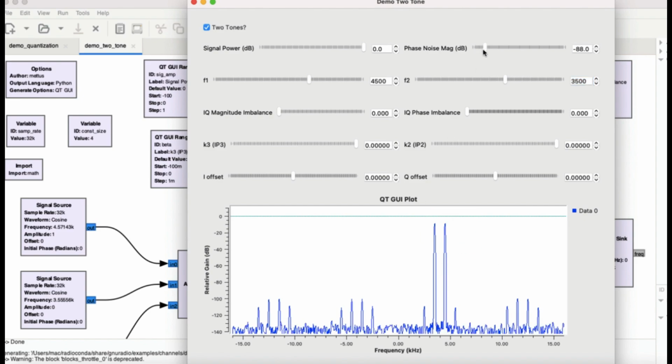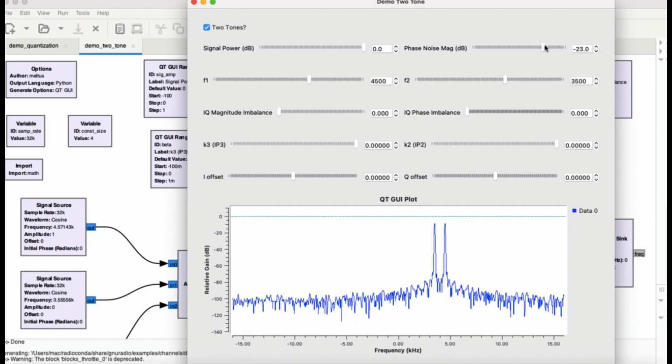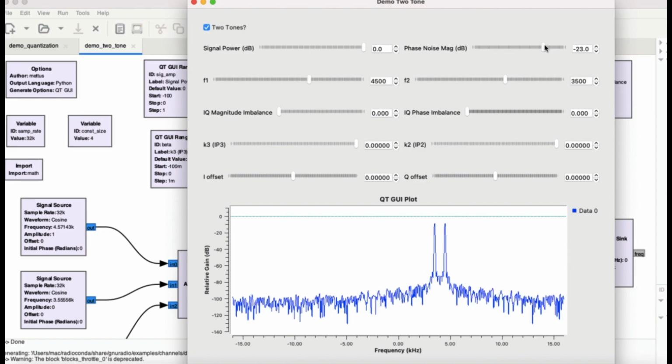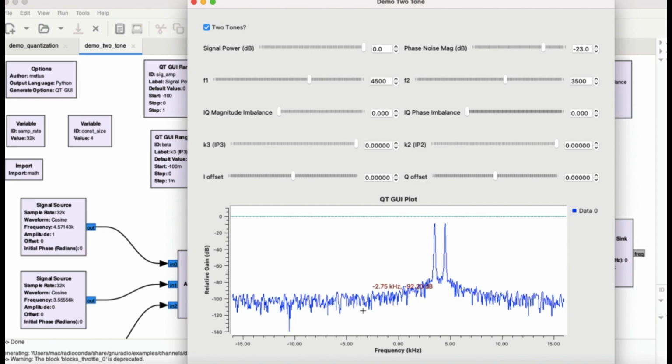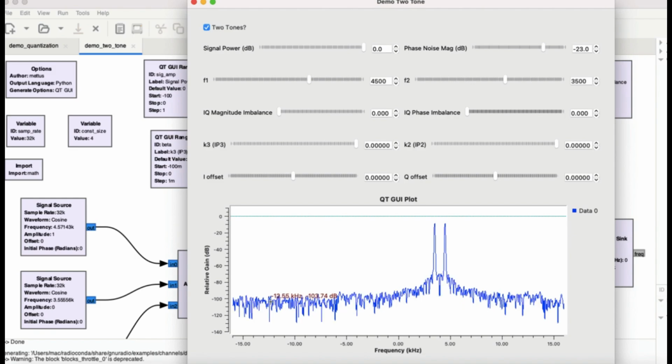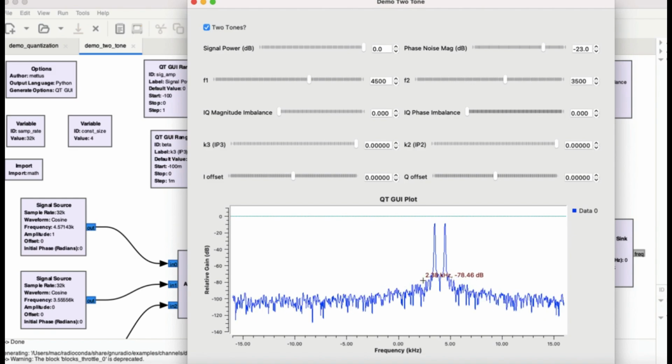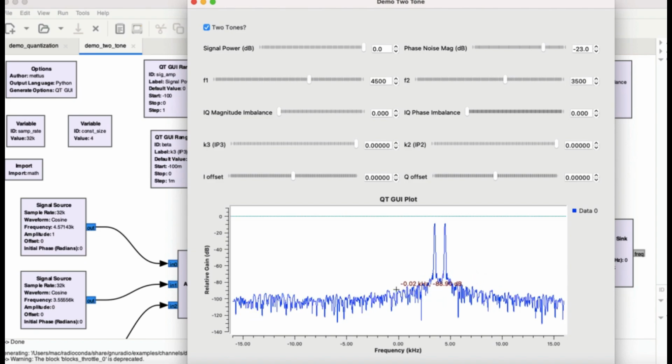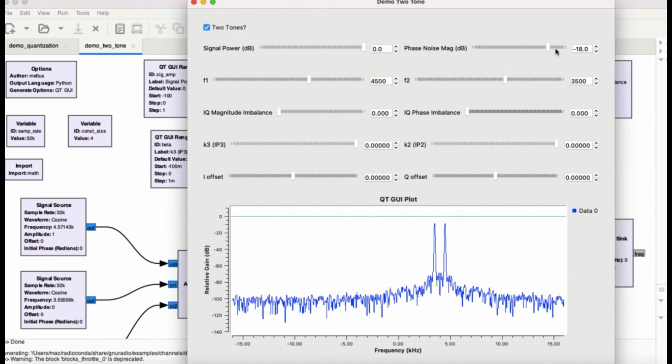Now when I start increasing my noise, you would see the effect of this noise as it increases, and let's wait for the simulation to take effect. All right, now as you can see, your signal is becoming wider and wider. These things are gone now. The noise floor is somewhere around here, around -78 dB if you were to pick it up. So this is the effect of noise.